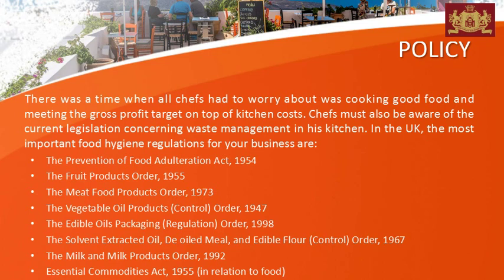In the UK, the most important food hygiene regulations for your business are the Prevention of Food Adulteration Act, 1954, the Fruit Products Order, 1955, the Meat Food Products Order, 1973, the Vegetable Oil Products Control Order, 1947, the Edible Oils Packaging Regulation Order, 1998, the Solvent Extracted Oil, the Oil Meal, and Edible Flour Control Order, 1967, the Milk and Milk Products Order, 1992, Essential Commodities Act, 1955, in relation to food.